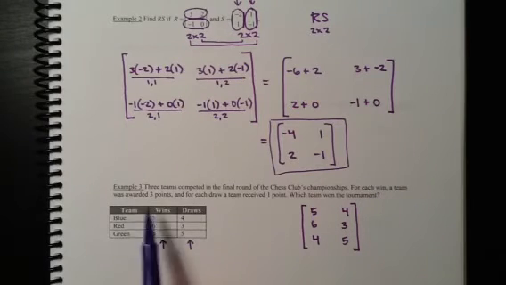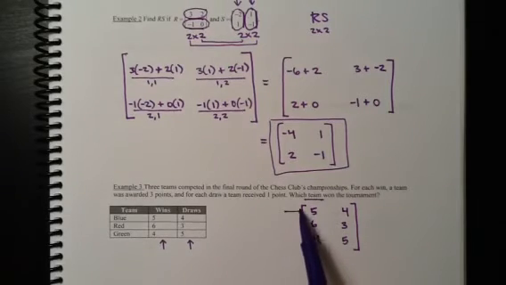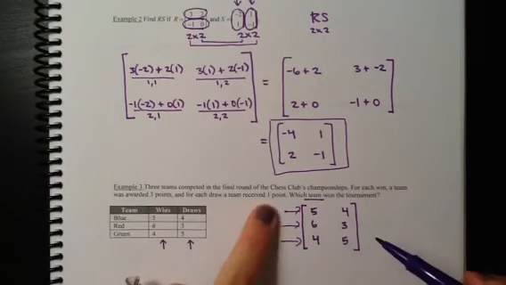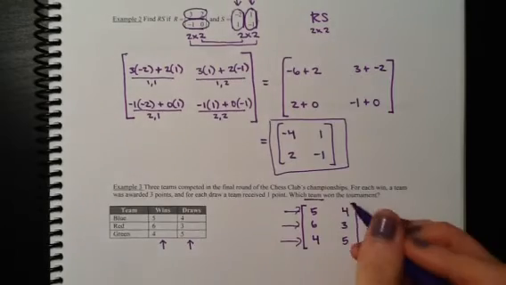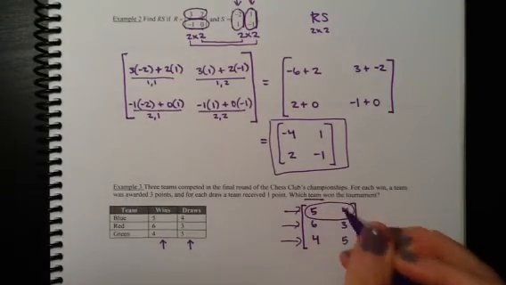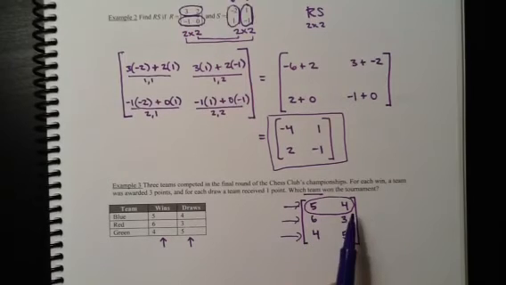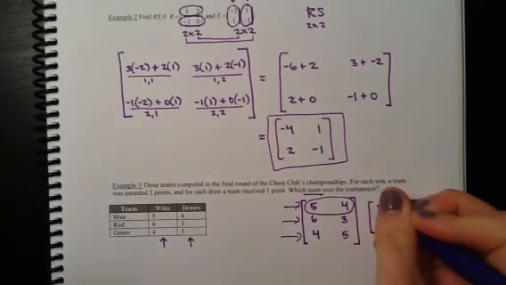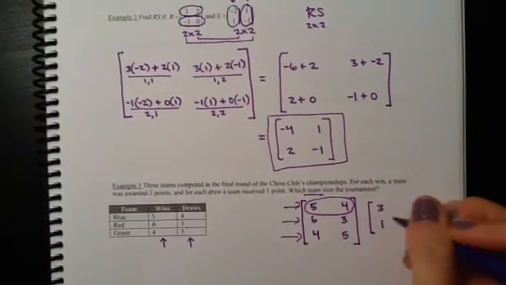It says for each win, a team was awarded 3 points, and for each draw, a team received 1 point. Which actually, now that I'm looking at it, since we're trying to see which team won the tournament, we should keep it organized in rows because we want the blue team, the red team, the green team. So what we're going to do is multiply by a matrix that will multiply each of these by 3 and each of these by 1. Okay, so for the blue team, 5 wins and 4 draws, we want to multiply it by this little matrix, which gives you 3 points for each win and 1 point for each draw.